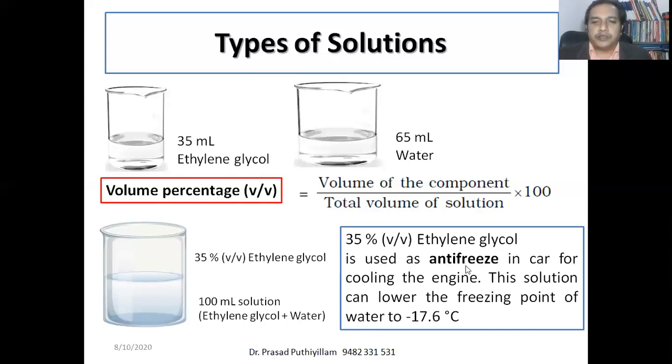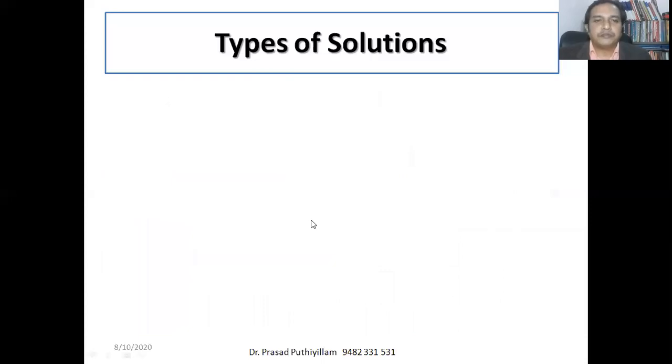Even in the car cooling system, some people add only water. If you add the antifreeze itself, that is 35% ethylene glycol, the cooling effect will be better than that of water, because it can lower the freezing point of water to negative 17.6 degrees Celsius. That we call antifreeze. It acts as an antifreeze. Okay, this is about volume percentage and its calculation. Next one is mass by volume percentage.